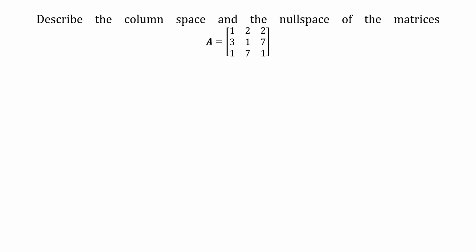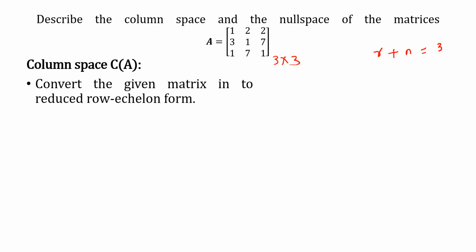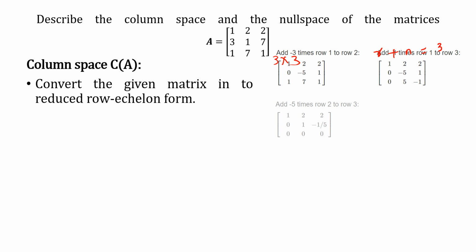Then verify the rank nullity theorem for the given matrix A. It is a 3 cross 3 matrix. Find the rank and the null space of the matrix, and the sum should equal 3. If you want to calculate the rank of the matrix, I have told two methods: either you can go for the row reduced echelon form, or else find the determinant of the matrix. Based on that we can calculate the rank of the matrix.